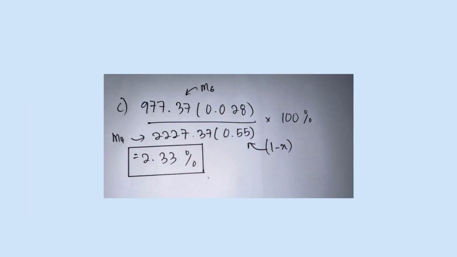So, for the answer, we can calculate that M6 times 0.028 over M4 times 0.55. M6 we can substitute with 977.37 and M4 we can substitute with 227.37, and 0.55 we get from 1 minus X. And then after that we multiply it with 100% and then we can get 2.33%.